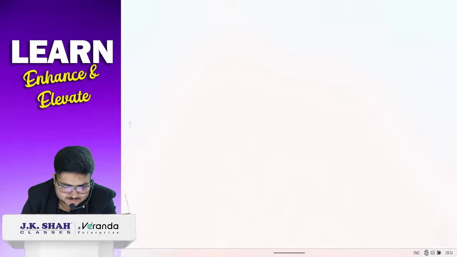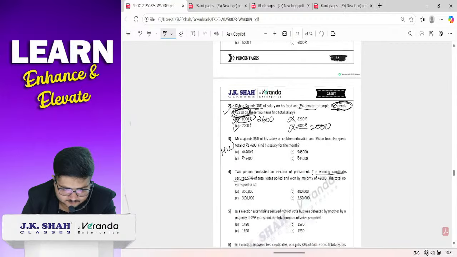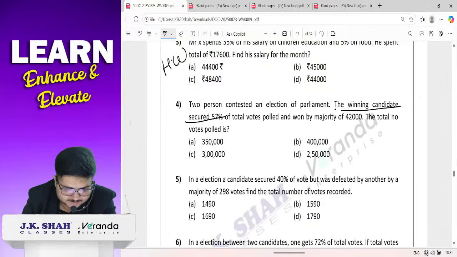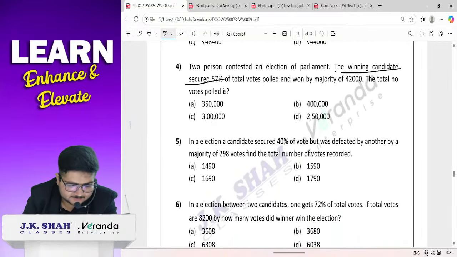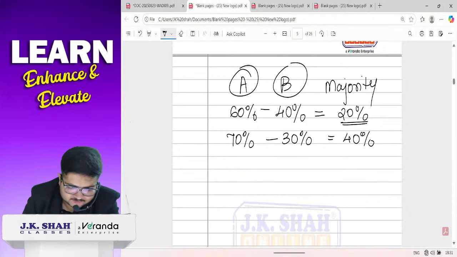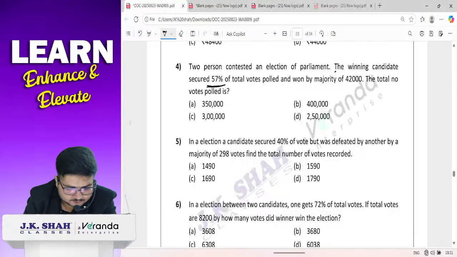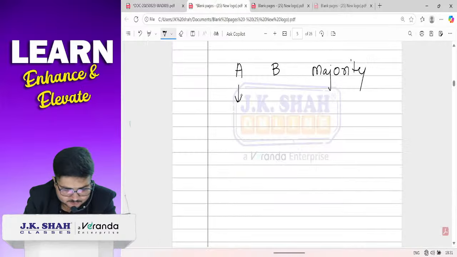For example, in this question, 2 persons contested an election of parliament. Winning candidate secured 57%. Tell me, if winner got 57%, loser will get 43%. Then sir, what will be the majority? Majority will be 57 minus 43. I will write here. Everything will be written.